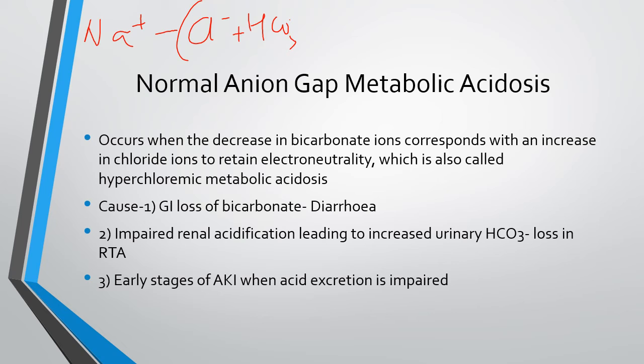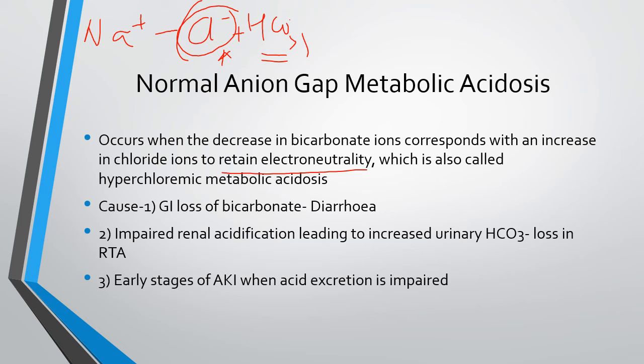So metabolic acidosis per se means a decrease in the bicarbonate. So when will bicarbonate decrease but the anion gap will remain normal? This will only occur if there's an increase in the chloride. To compensate for the decrease in the bicarbonate, there's an increase in the chloride ions to retain electron neutrality. So this is known as normal anion gap metabolic acidosis or hyperchloremic metabolic acidosis.